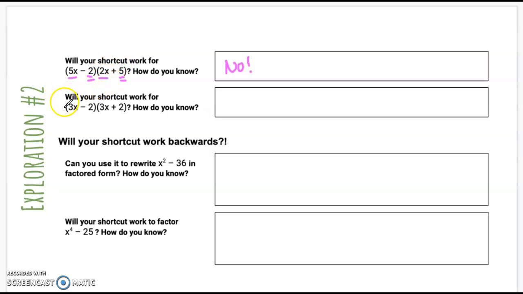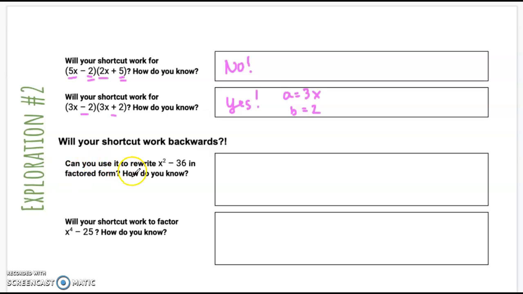Will your shortcut work for 3x minus 2, 3x plus 2? Yes, it will. My a value would be 3x, my b value is 2, and I see that I've got a minus and a plus, so I've got those opposite signs. Will your shortcut work backwards?